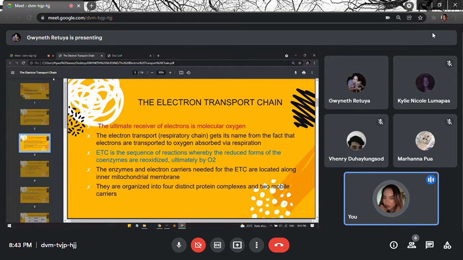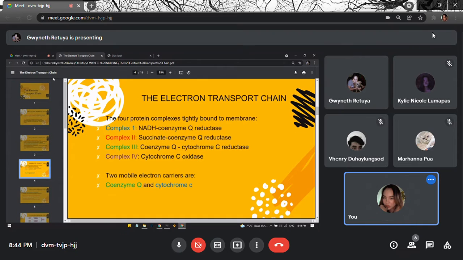The electron transport or respiratory chain gets its name from the fact that electrons are transported to oxygen absorbed via respiration. ETC is the sequence of reactions whereby the reduced forms of the coenzymes are oxidized ultimately by O2. The enzymes and electron carriers needed for the ETC are located along the inner mitochondrial membrane. They are organized into four distinct protein complexes and two mobile carriers.